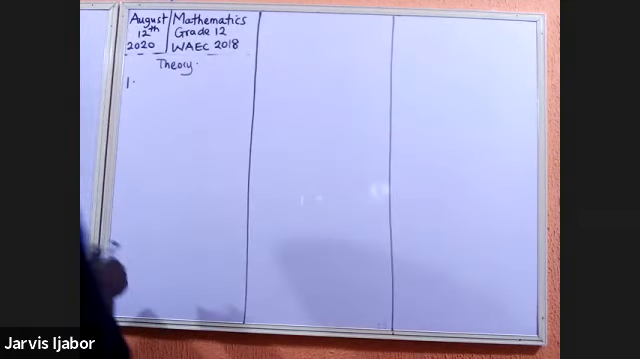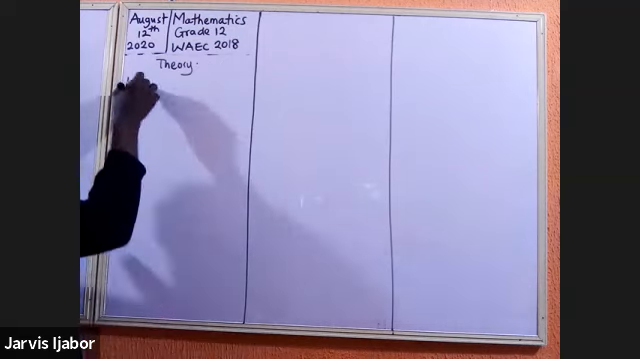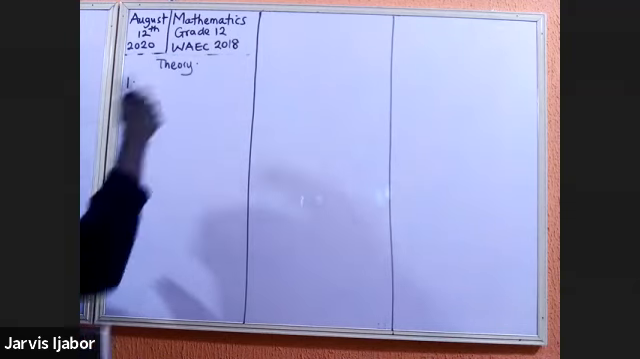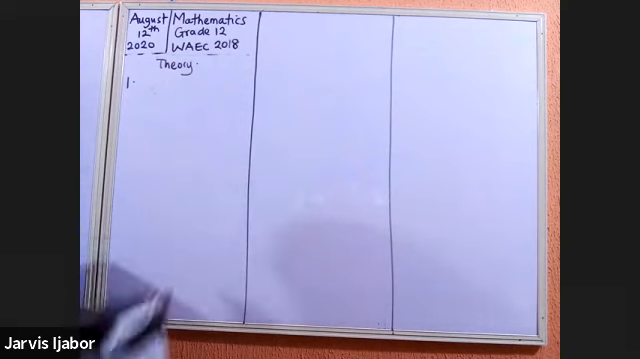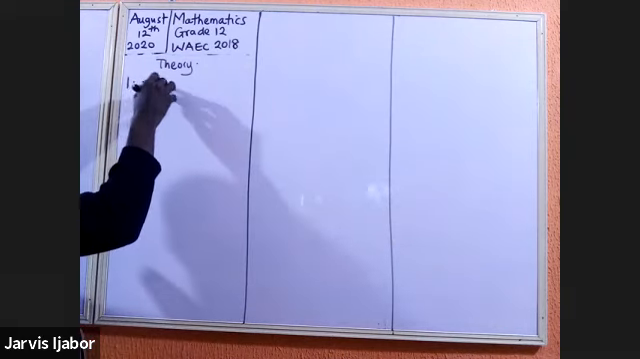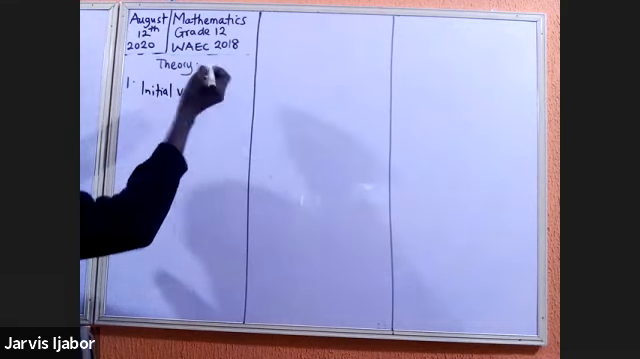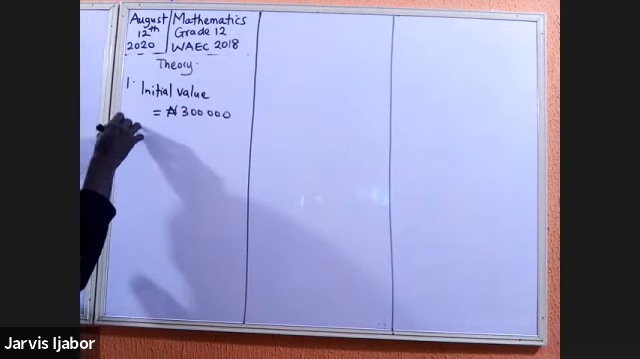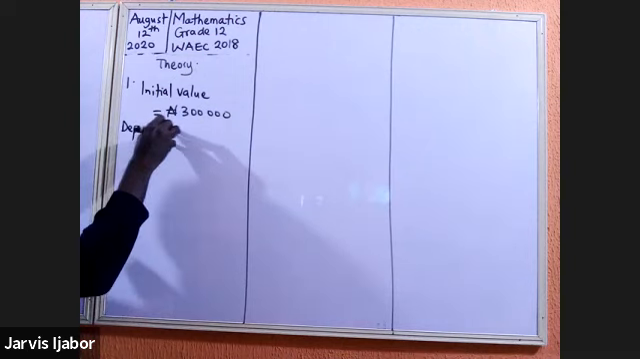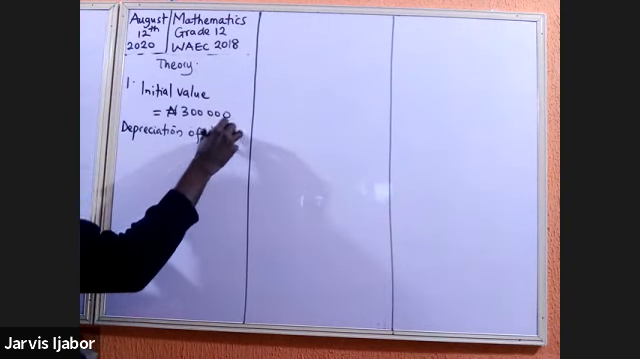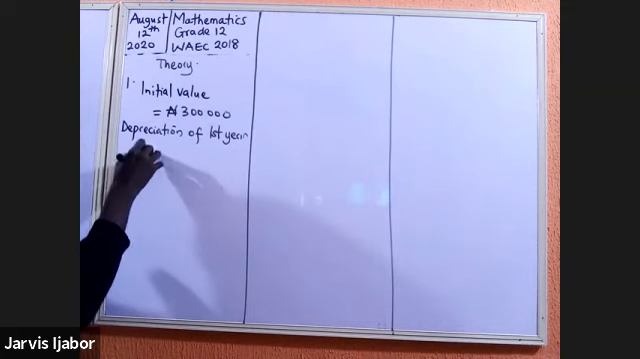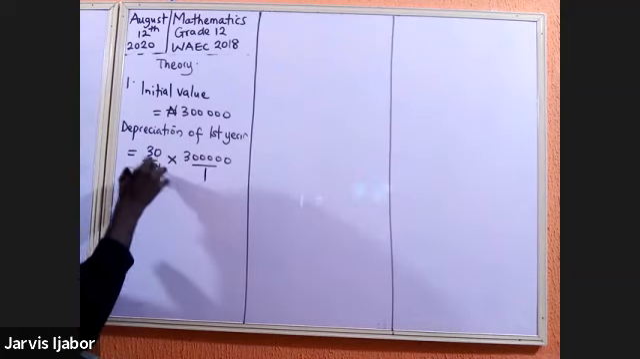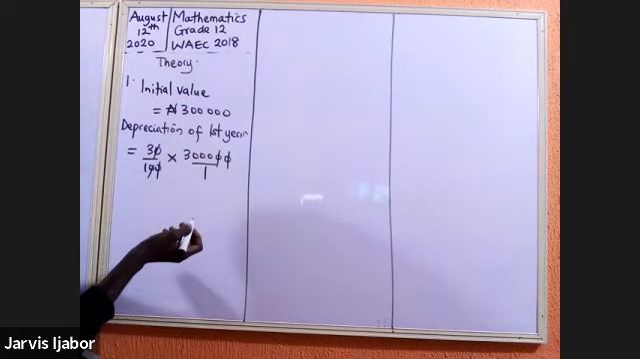Right, so we go straight away. Now, the cost, they use here purchase price. I can use initial price, initial value. It's worth 900,000. Now, the next one, so depreciation of first year will be equal to 30 over 100 times 900,000 over 1. So that would be what? At the end of the first year, you're going to decrease the value by about what?